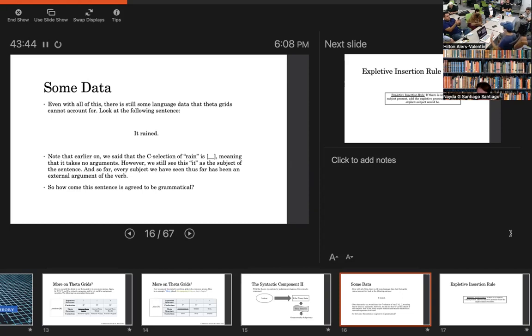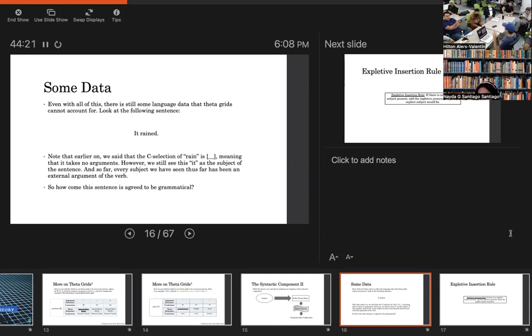So with our theta theory, how do we account for this? Where does the "it" come from? Think of it: if the theta grid didn't have an external argument, then we would expect that the grammatical structure would just be "rain," because having "it" there is too much information and thus it should be ungrammatical. X-bar would let this happen, but theta theory would say that it can't go through. This is the case where X-bar says it's okay, theta theory says it's not okay. Rain doesn't need any kind of argument. So we need something to mediate between those two principles.